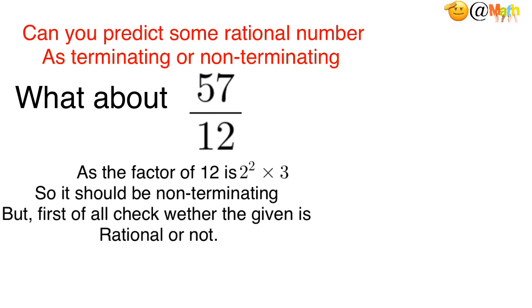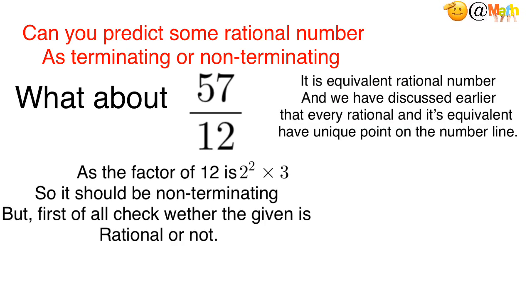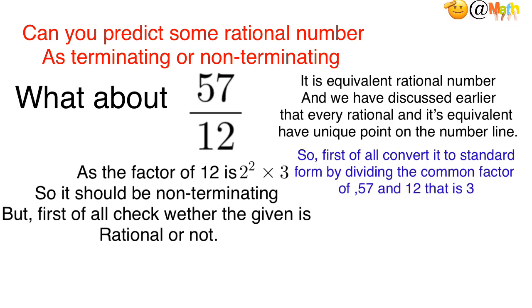What about 57 by 12? As the factor of 12 is 2 to the power 2 into 3, so it should be non-terminating. But first of all, check whether the given number is rational or not. It is an equivalent rational number, and we have discussed earlier that every rational number and its equivalent have a unique point on the number line. So first of all, convert it to standard form by dividing by the common factor of 57 and 12, that is 3. We have 19 by 4, which is clearly terminating.